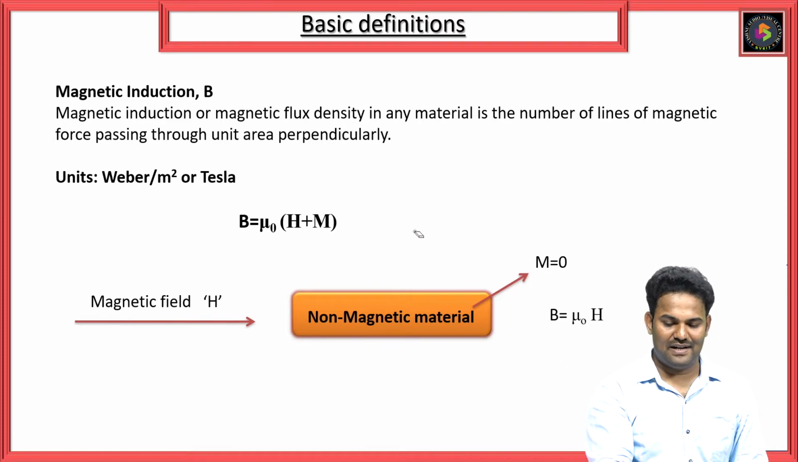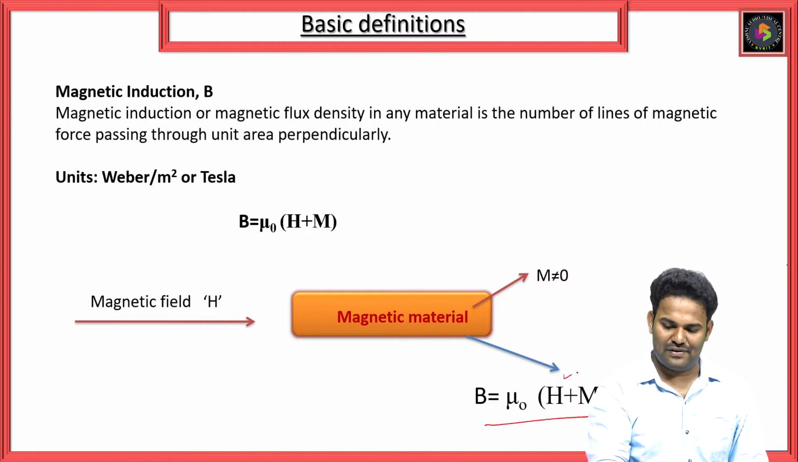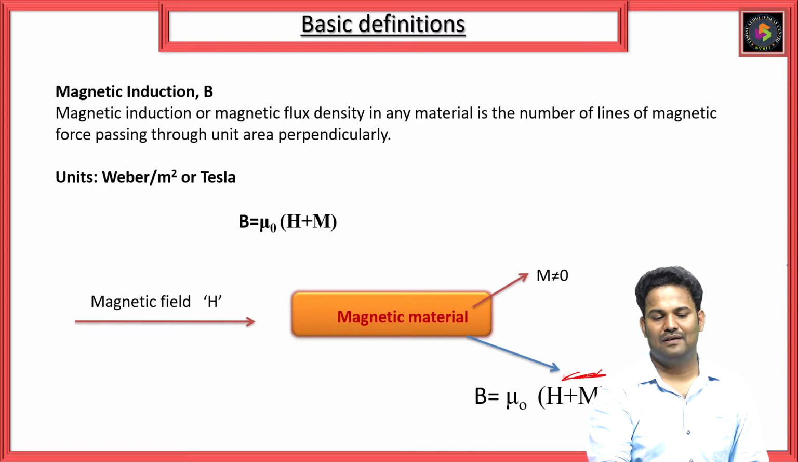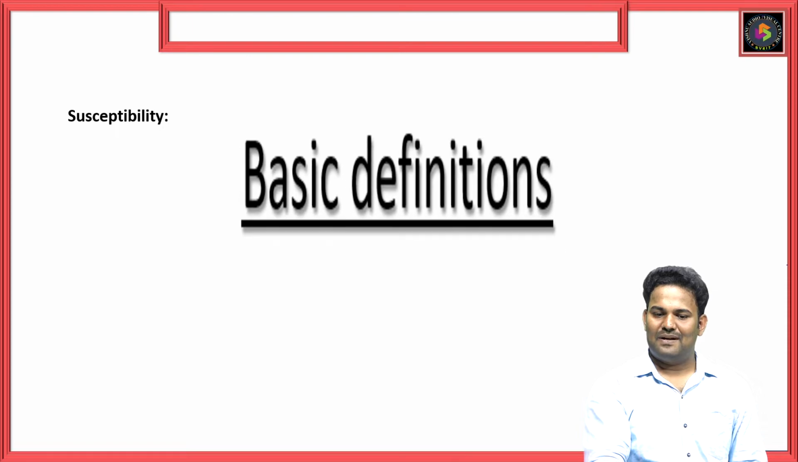Similarly, if the material is a magnetic material, you are applying the magnetic field to the magnetic material, where M is not equal to 0. That means B is equal to mu naught into H plus M. What is H? Magnetic field. What is M? Magnetization. What is mu naught? Permeability of free space. And what is B? Magnetic field induction.